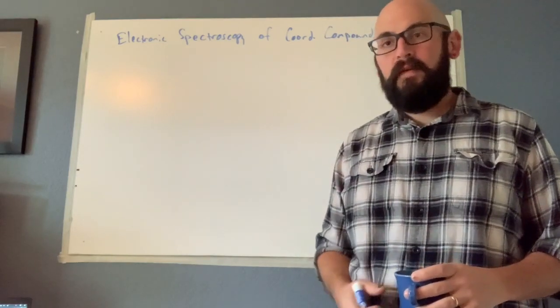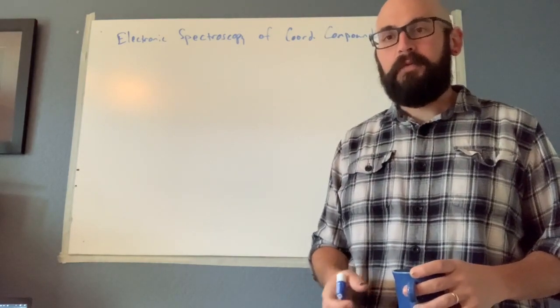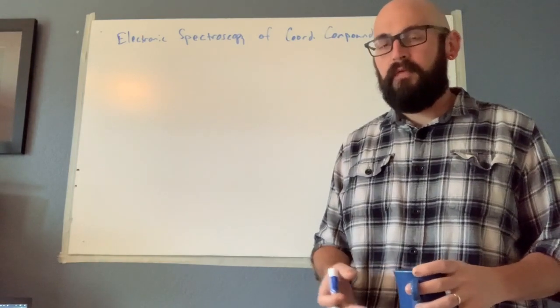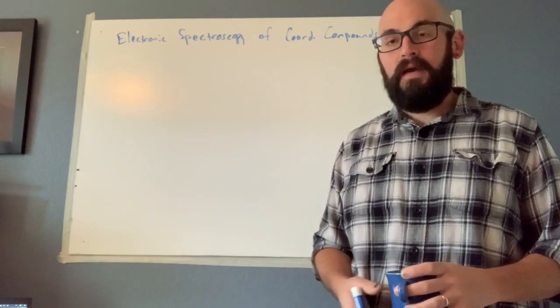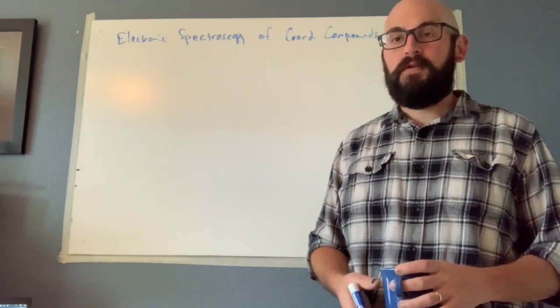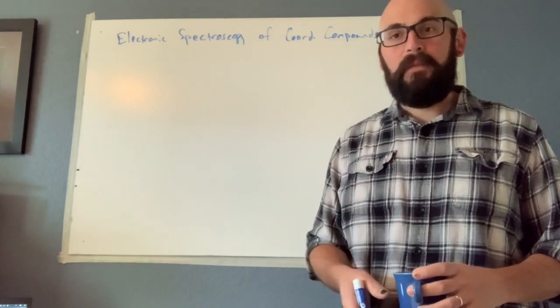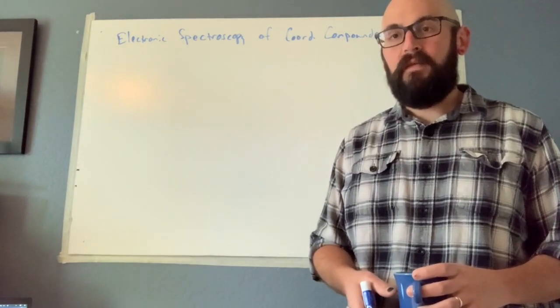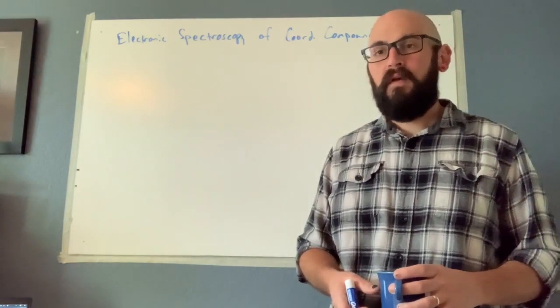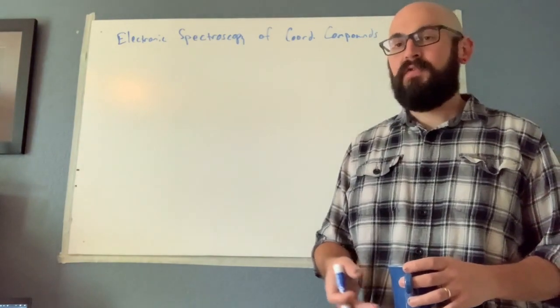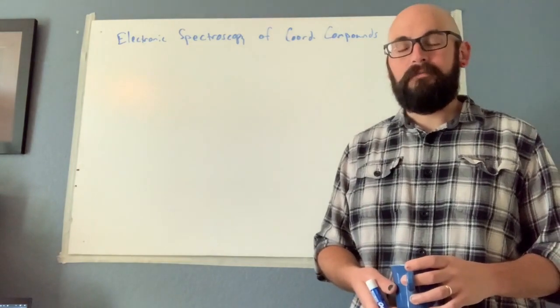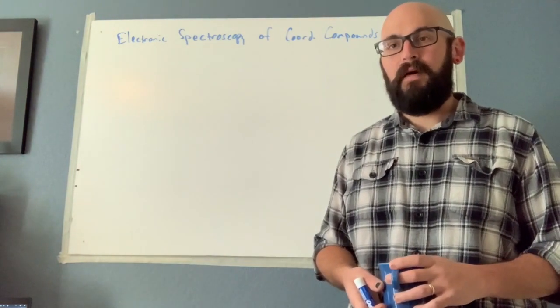Hey everyone. In this video, we're going to finish up our discussion of Chapter 16 material, this is dealing with coordination compounds, by discussing their electronic spectroscopy. So now we're going to be talking about the electron transitions that appear in these different types of systems. We're largely going to focus on octahedral since that is the most common geometry that we have for coordination compounds.